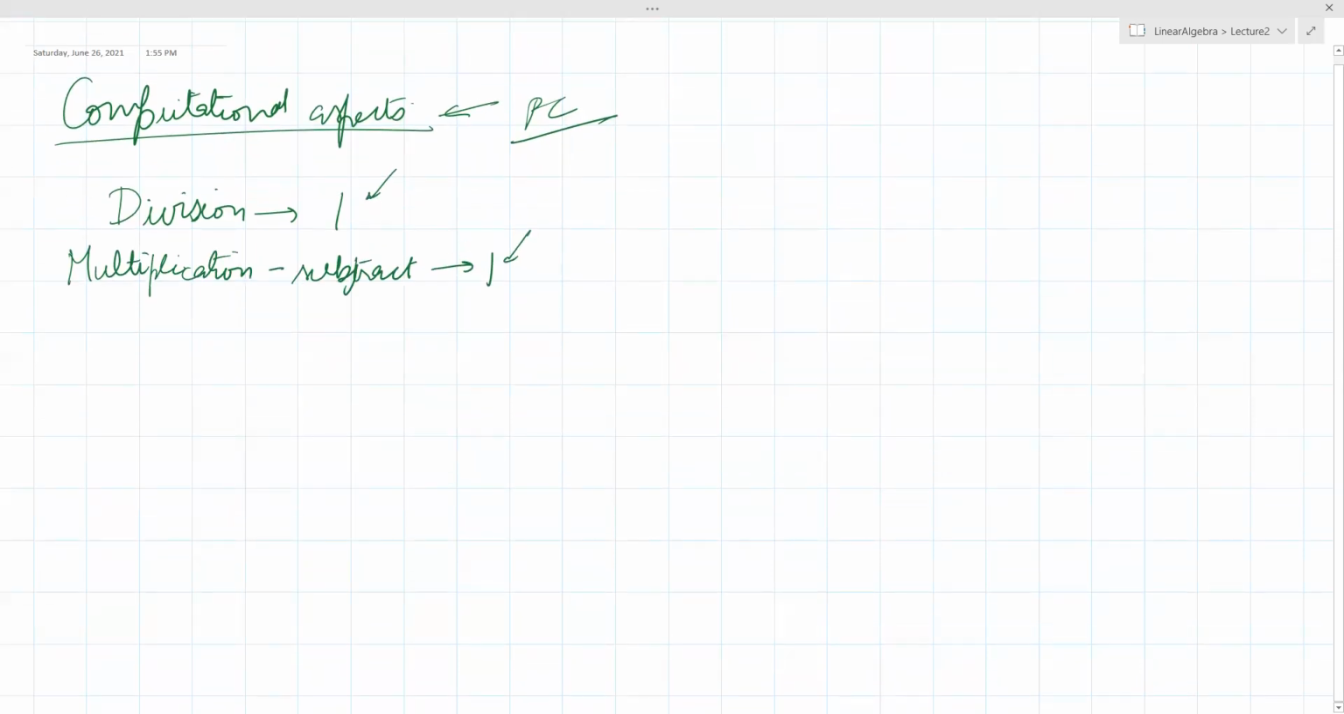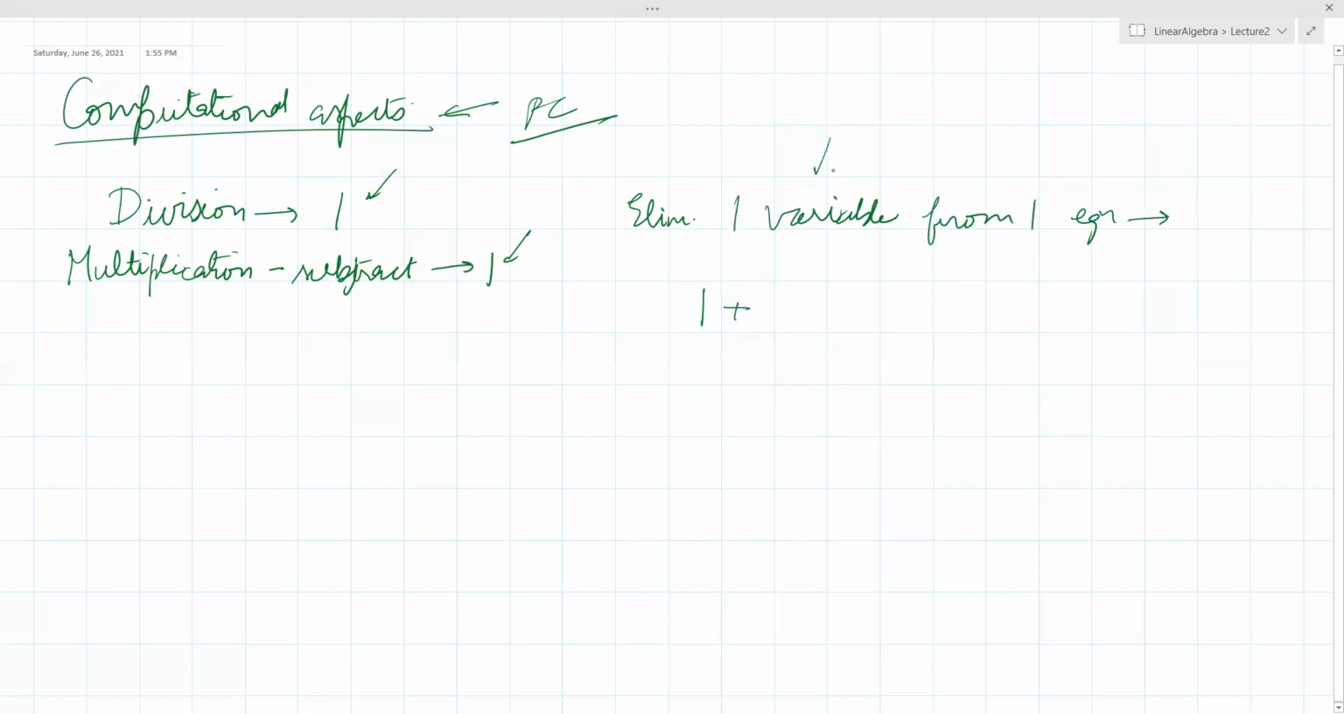So now what happens in this situation? How many division steps do we require when we are trying to eliminate one variable from one equation? We require one division. We'll find the pivot, and corresponding to the pivot we'll do a division and find out the multiplication factor. And then we'll do one multiplication and subtraction.